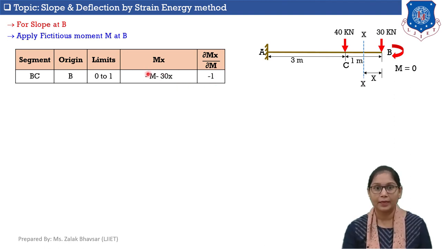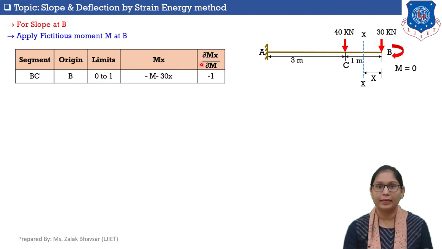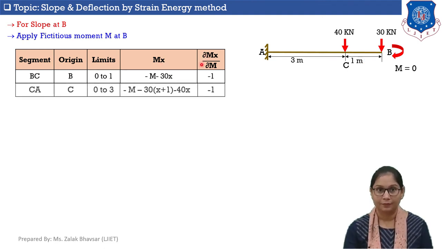Here the multiplication with m is minus 1, so I am simply putting it as minus 1. Now let's calculate Mx and del Mx by del m for segment CA. For segment CA, the origin will be C and the limit will be 0 to 3.